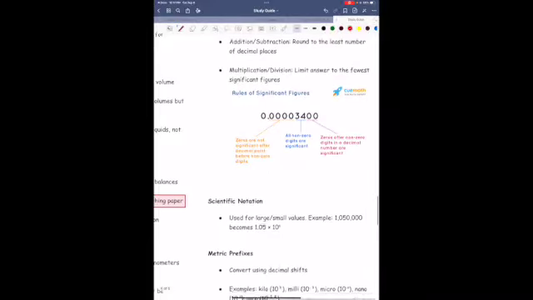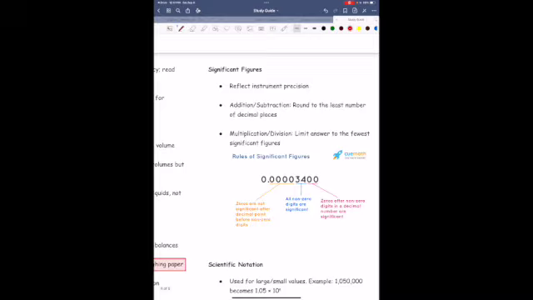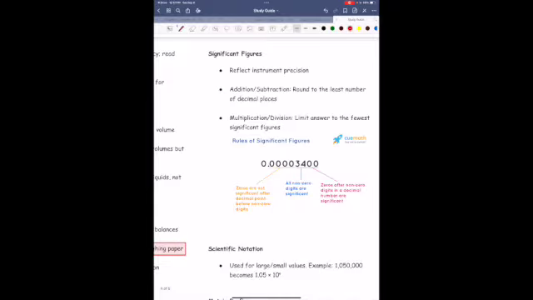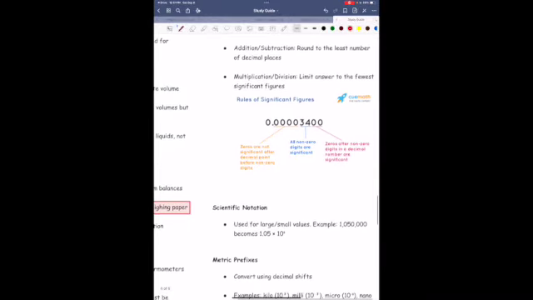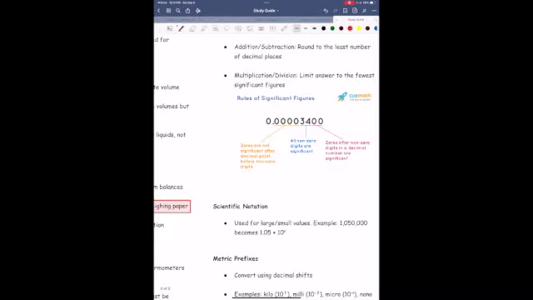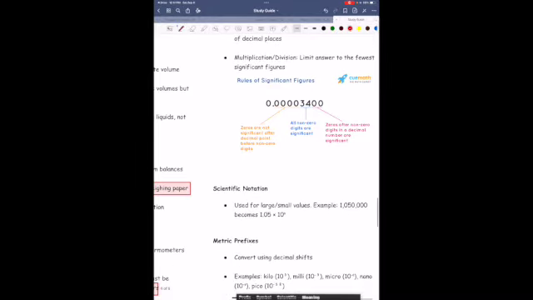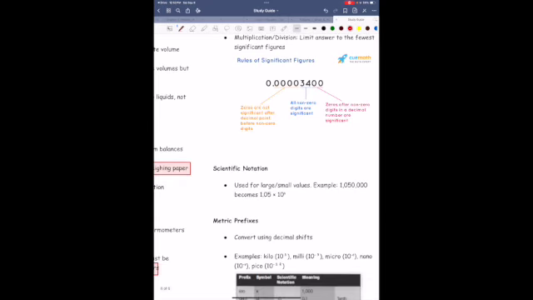All right, so now let's come up here. Let's talk about significant figures. Significant figures reflect instrument precision. When you're doing addition or subtraction, you round to the least number of decimal places. If you're multiplying or dividing, limit the answer to the fewest significant figures. So you would just look to see how many significant figures you have in the question and answer to that. So answer, and let's do our little base star here.